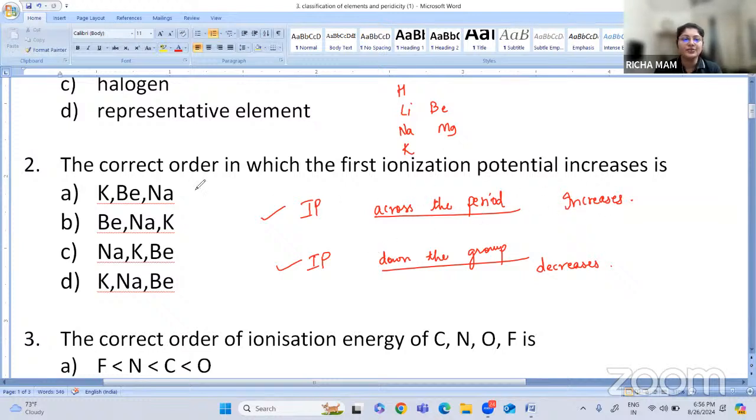Yes, so you are arranged, right? So first ionization potential increases, how does it increase? As we move from left to right, and as you go from top to bottom, starting with sodium, then potassium, it will decrease. It will decrease going down and increase across. So they have asked the correct order in which the first ionization potential increases.